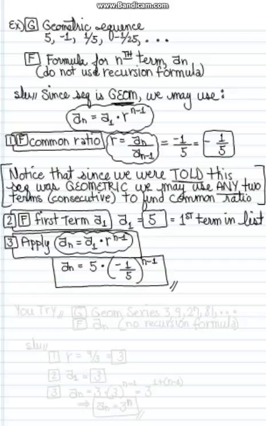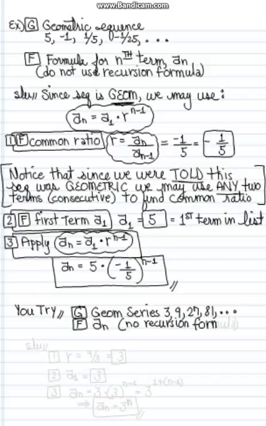Now, I would like you to try this and see if you can get an answer. Given the geometric sequence 3, 9, 27, and 81, find a sub n. It's a geometric sequence, not a series. A series means we'd be adding it together. This is a sequence. Do not use a recursion formula. Same instructions we had. So I want you to pause and figure out the answer by going through steps 1, 2, and 3, and then come back, press play, and let's see if you get the same result that I get.